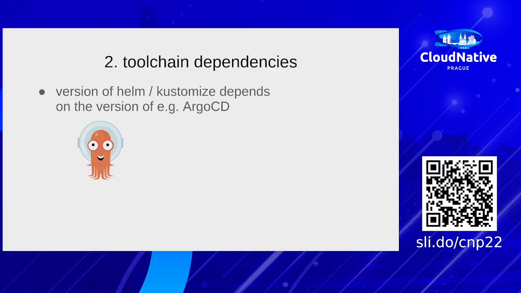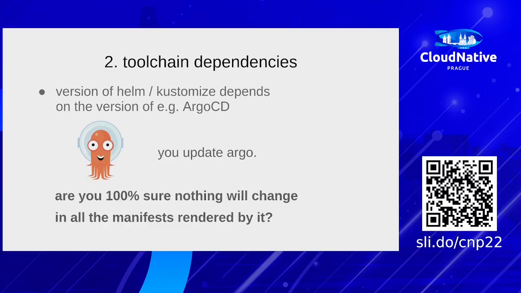Okay, second problem, toolchain dependencies. As I said before, Helm and Kustomize are included in Argo. And all the manifests rendered by Argo use those dependencies. So then, when you update Argo, can you be 100% sure nothing will change in the manifests that are rendered by it? I think I don't have to say anything more.